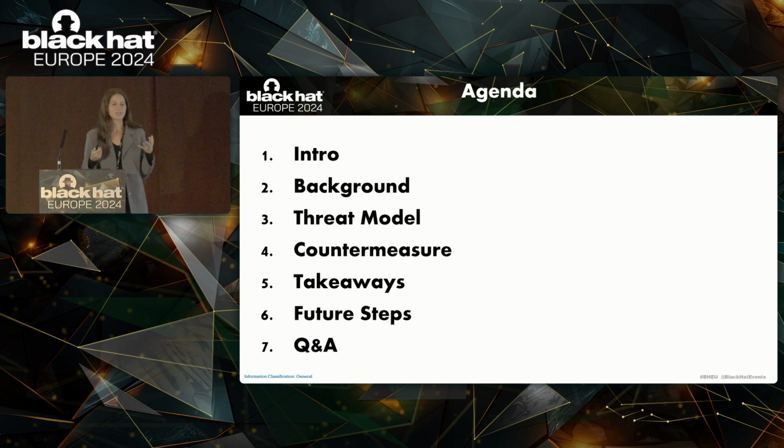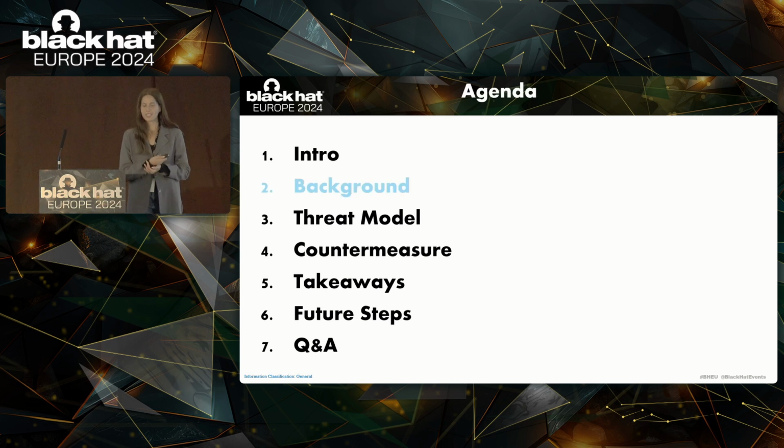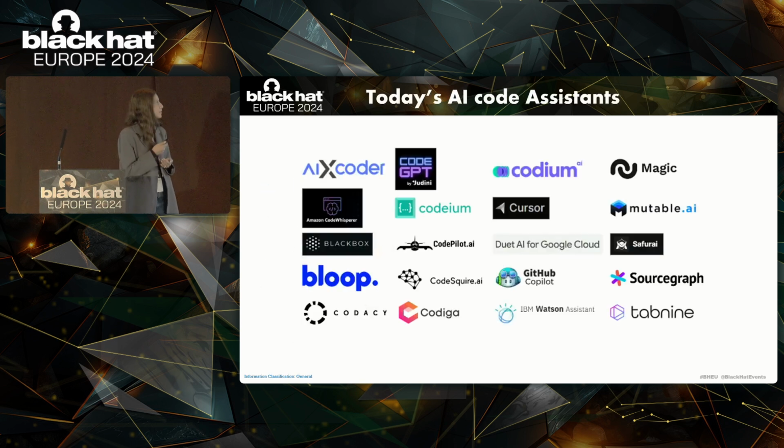I would like us to go over the agenda quickly. First, I will start with some brief background about what AI code assistant models are and how powerful they are. Then I will show the risks of using those AI code assistants. Then I will show our solution, CodeCloak, which comes to solve the risks. Then I will show some key takeaways that I would like you to take from this talk. Then I will show some future steps, and lastly, questions and answers. So let's start with the background.